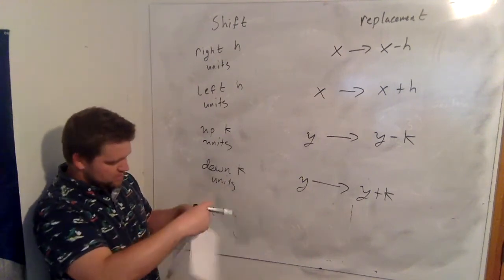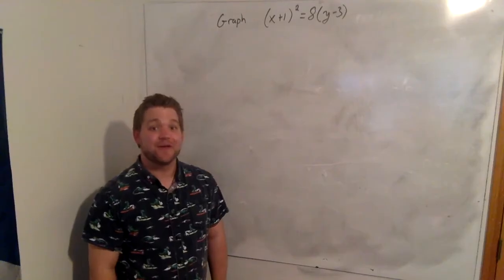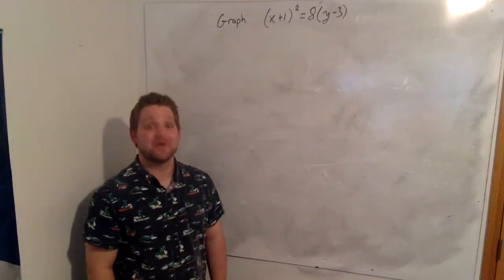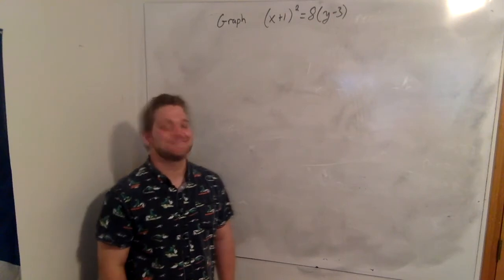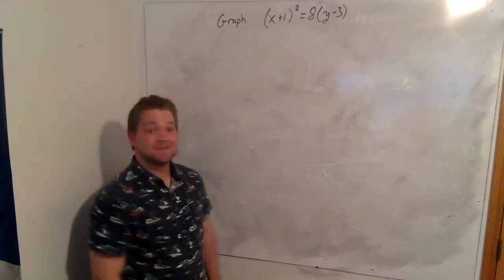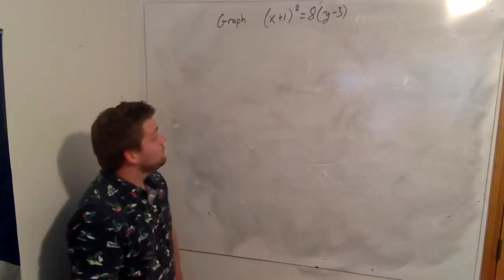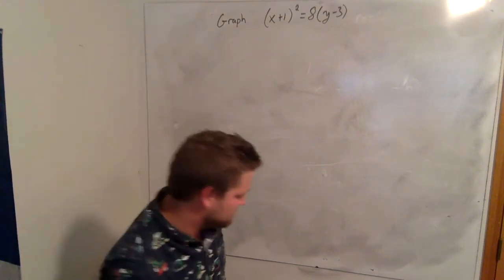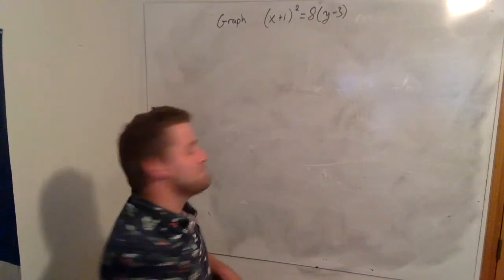Let's do some examples. Let's go ahead and try to graph this shifted parabola. Go ahead and pause the video and give it a shot. The first thing I want to think about is, where is the vertex located? And then we'll base all our measurements from there.